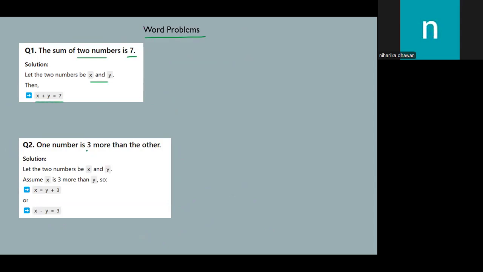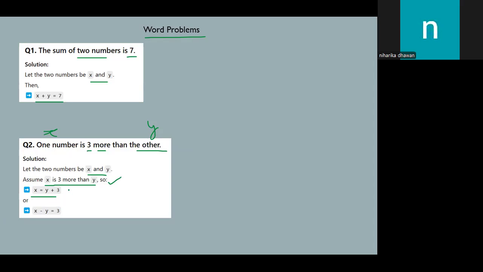Next question is, one number is 3 more than the other. Let the numbers be x and y. Now it is given that one number is 3 more than the other. So we can assume that number as x, and it is 3 more than the other, so the other number we can take as y. So x is 3 more than y, so we can write x equal to y plus 3. More means we will use the plus sign here.